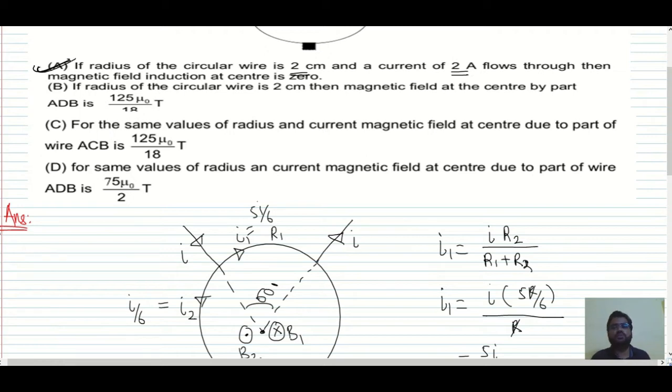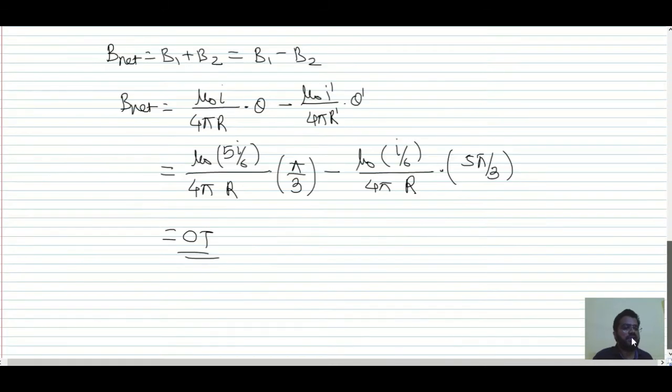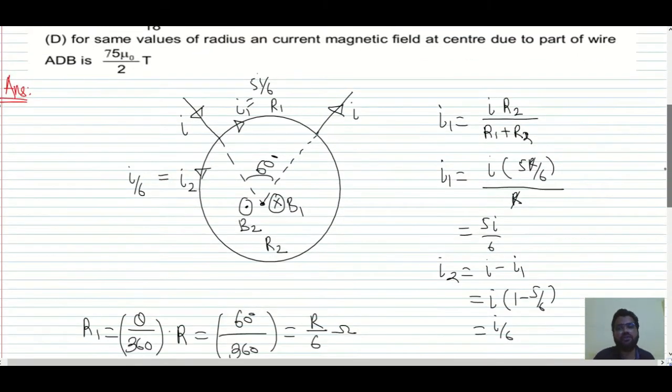Now with the same 2 centimeter radius, the magnetic field induction at the ADB we want. Okay, ADB we want. So therefore, magnetic field at ADB, is that due to the upper part or lower? Yes, lower part we want.